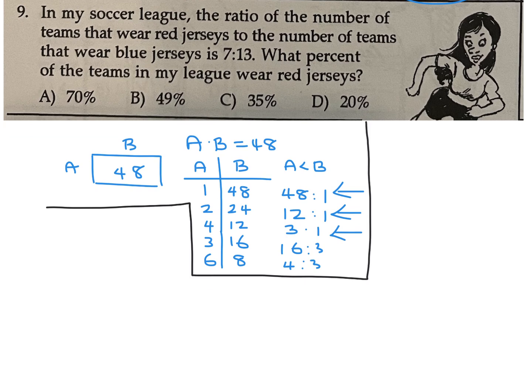The ratio of the number of teams that wear red jerseys to the number of teams that wear blue jerseys is 7 to 13. What percentage of the teams in my league wear red jerseys? Okay, so we have the ratio 7 to 13. So that means if you have a total of, let's say, 7 that wore the red jersey and 13 that wore the blue, the percentage of red jerseys would be 7 over the total, which is 7 plus 13. So 7 over 20. And as a percentage, I believe that's 35%. So that would be C.